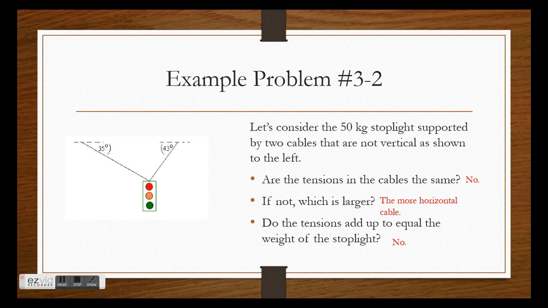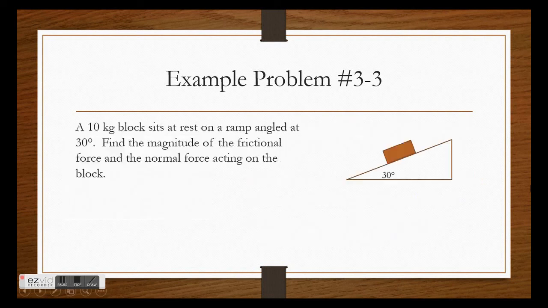So let's go to another kind of similar problem dealing with 2 dimensions and Newton's first law. Here I have a 10 kilogram block that sits on a ramp angled at 30 degrees. Find the magnitude of the frictional force and the normal force acting on the block. So if I draw the free body diagram, we have weight acting down, friction acting up, and normal force acting up and to the left, perpendicular to the surface. So those are really our 3 forces acting on the block.